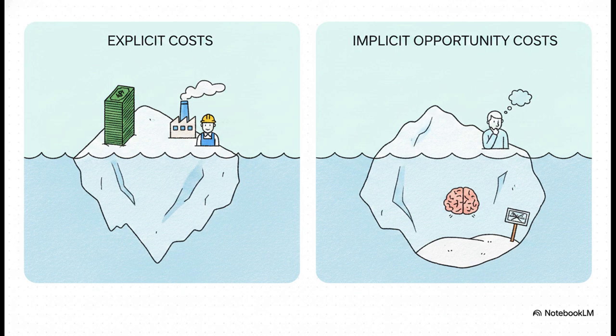But lurking down below the surface are implicit costs. These represent the opportunity cost of using the firm's own resources. Like if an entrepreneur uses their own land to build a factory instead of renting it out, well, the rent they gave up, that is a very real implicit cost.